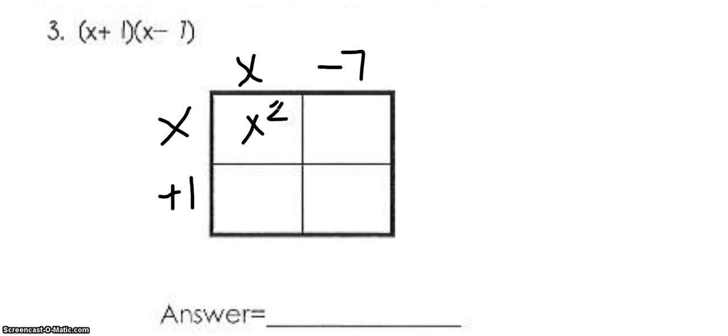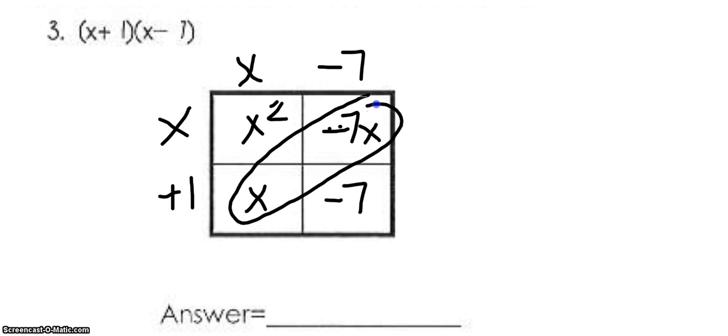So we get x squared, x, negative 7x, and then we get negative 7. So again, we're going to combine: x squared minus 6x minus 7. So that's it. And then I believe we have one more. So again, go ahead and try it, pause it, try it on your own, and then we'll come back together.